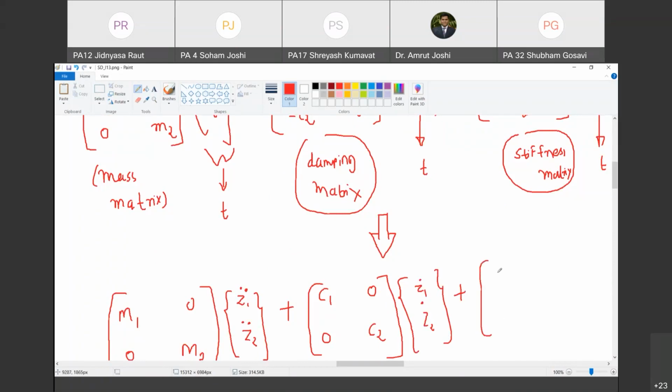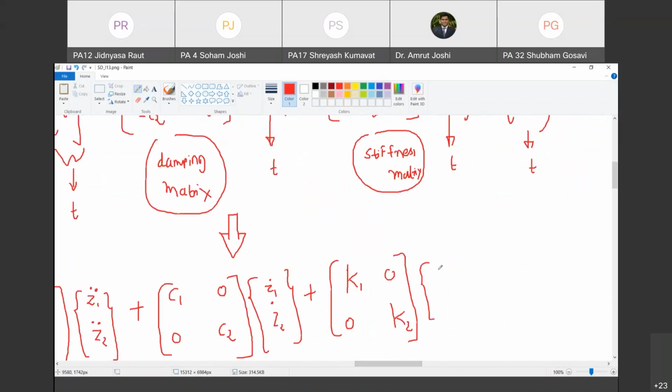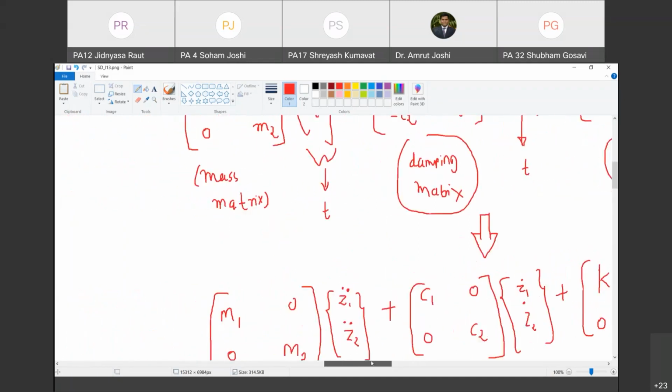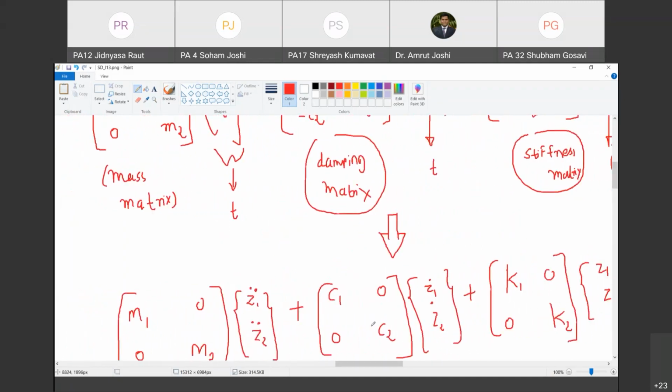Plus capital K1, 0, capital K2, times Z1, Z2, and these are now also the transformed forces. So I am going to call them capital F1 of T and capital F2 of T. Are you with me? Yes, sir. If I am successful in doing that, now what happens?